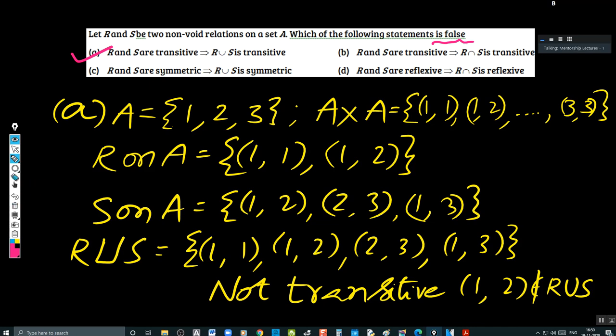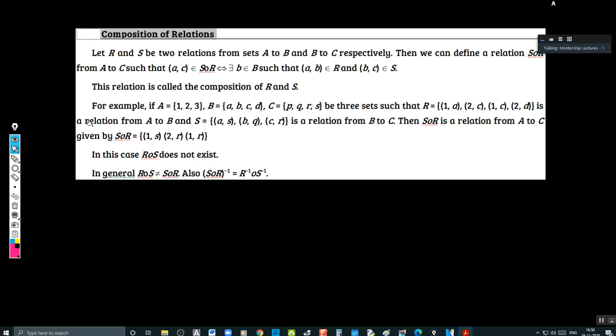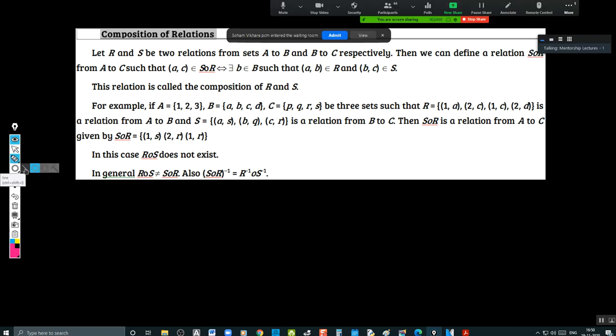Yes, I am erasing this. Moving forward. Composition of relations. This is to be understood carefully, please. Very, very carefully, because you'll get a similar concept in composition of functions again. So here, just listen to this. I'll take an example and explain.